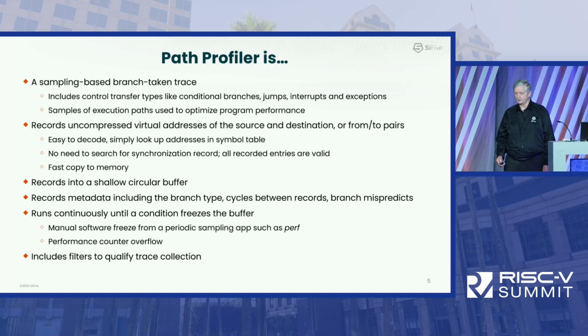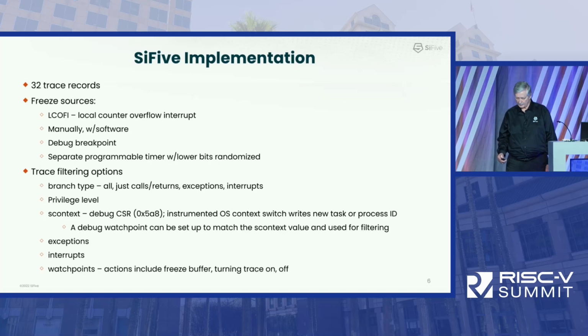There are additional filters, which I'll cover in the next slide. Our implementation is 32 trace records. We can freeze on the local counter overflow or manually with software writing to a register. Also, a debug breakpoint would freeze the buffer. And we're implementing a programmable timer so that you can do sampling based on the hardware timer, where the lower bits can be randomized to add jitter into the sampling so that it doesn't lock into a particular pattern that might be executing in the application.